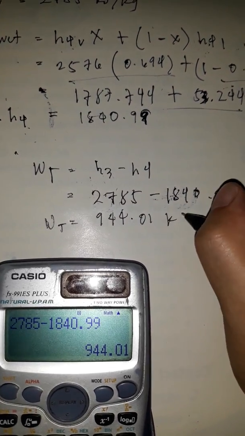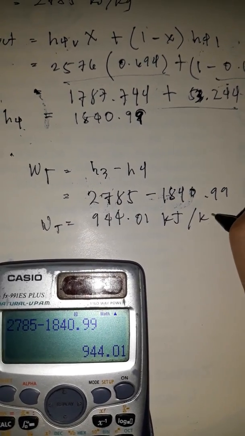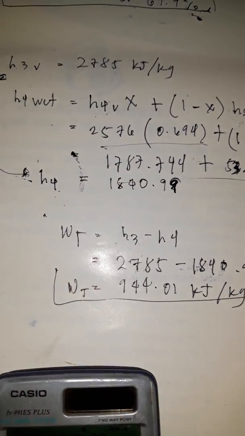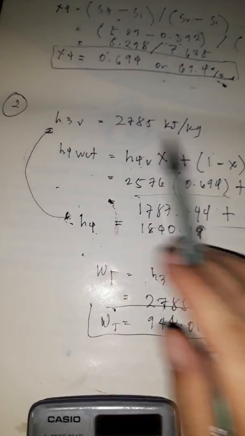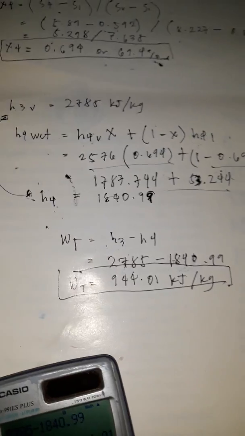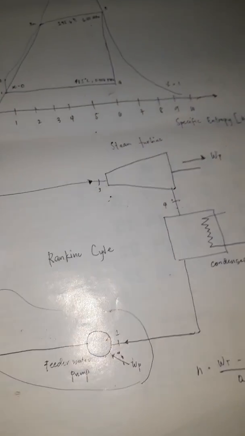944.01 kilojoules per kilogram. So we're done with the work done of the steam turbine. So let's proceed to another equation, another problem.